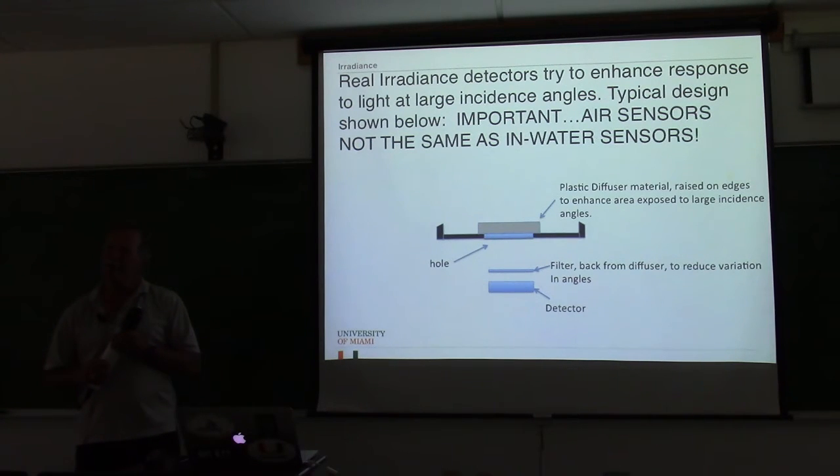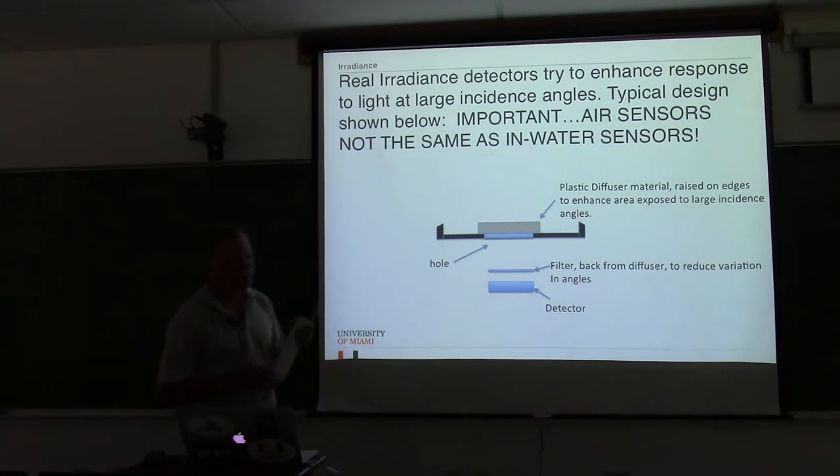What kind of percentage error would you characterize that plastic making as opposed to our hypothetical perfect instrument? I'll show you that in a minute. But this is the idea of what an irradiance sensor is.